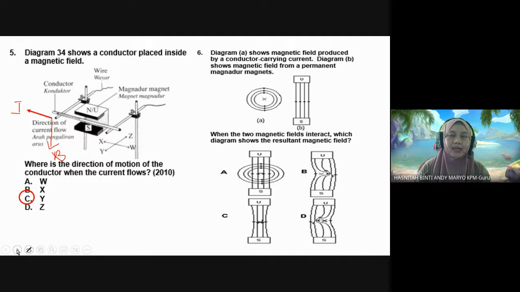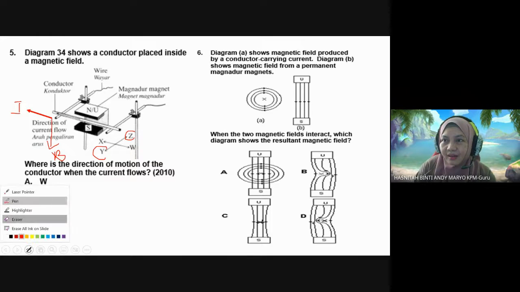Are you clear with number 5, students? So the direction is to Y. Actually, there are two possibilities only, either Y or Z. It won't go to X, it won't go to W. It either swings inwards or swings outwards. Outwards to Y, inwards to Z. Which one is not clear, Junwei? Number 5?